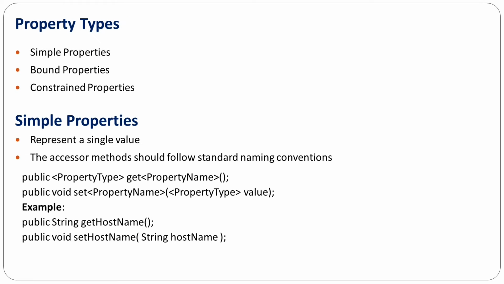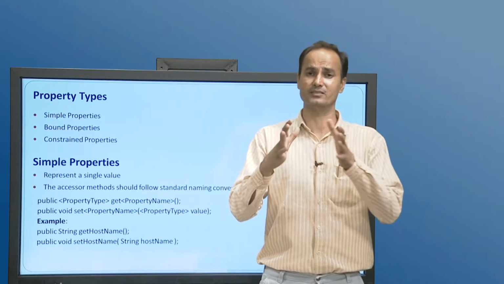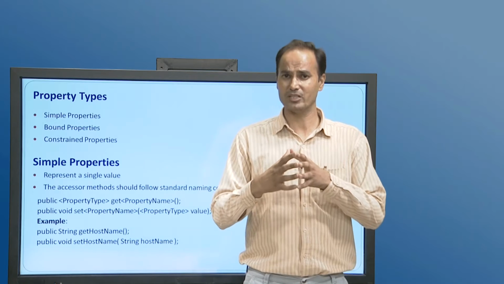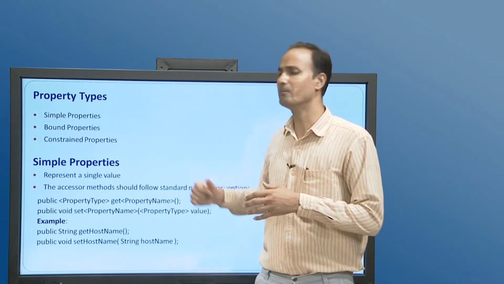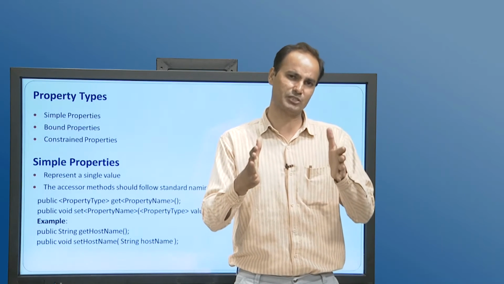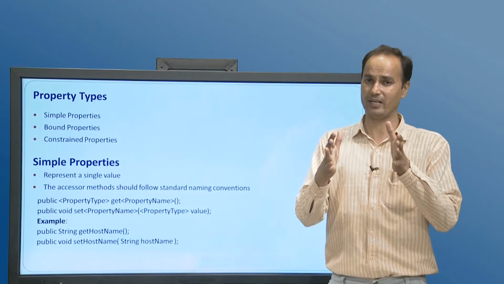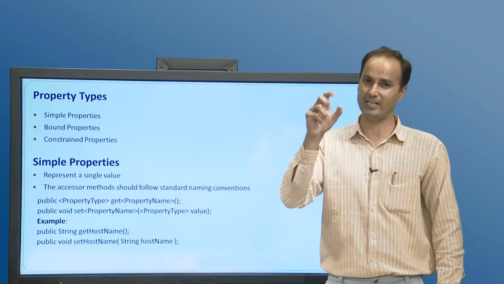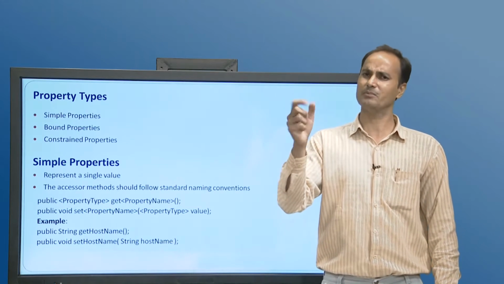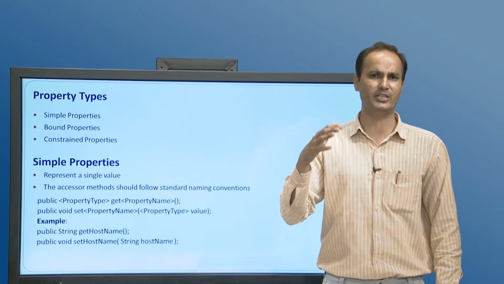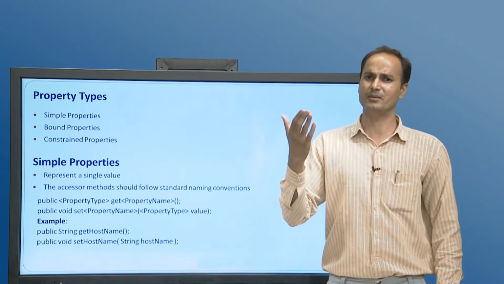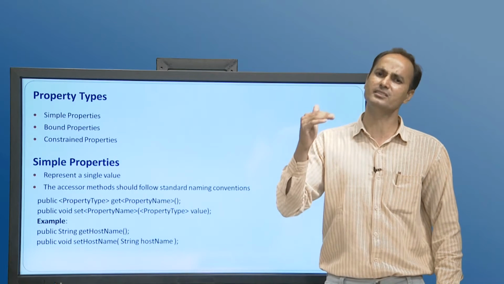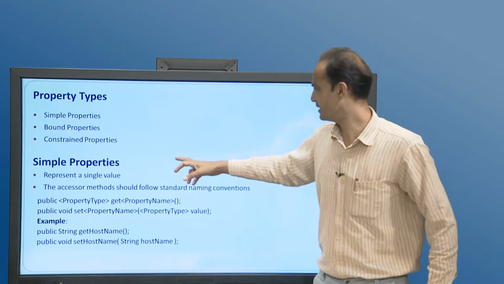The most important thing in a Bean is its properties. So there are various kinds of properties available in a Java Bean. Among them, the first one is the simple property. The simple property deals with a single value. Suppose there is a variable number1 in a program. So number1 is a property of a particular class or object. For that, there would be a method either getNumber1 or setNumber1. So it deals with a single value.